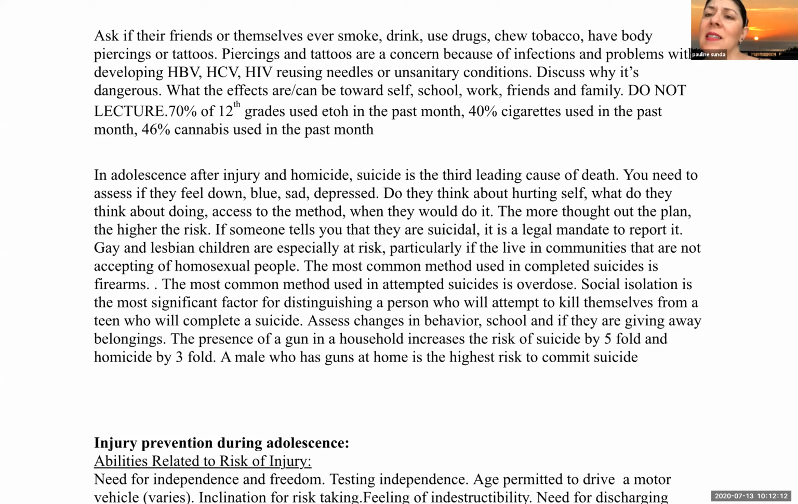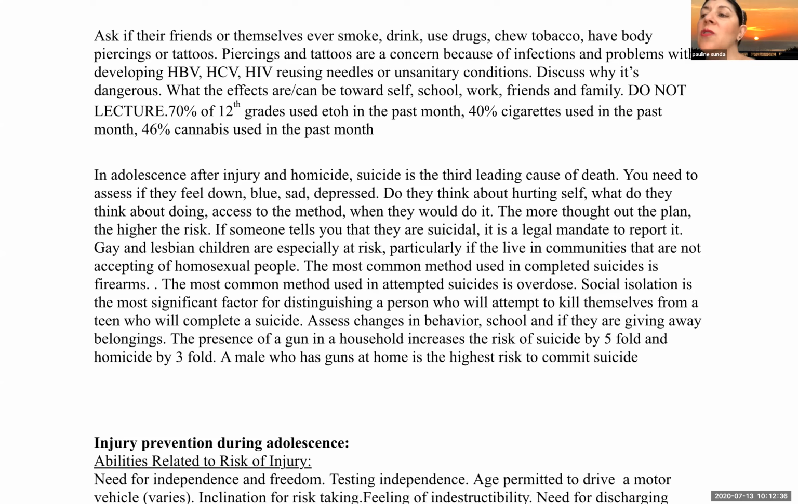In adolescence, after injury and homicide, suicide is the third leading cause of death. You need to assess: does the adolescent feel down, blue, sad, depressed? Do they think about hurting themselves? What do they think about doing? Do they have access to the method? When would they actually do it? Remember, the more thought out the plan, the higher the risk of suicide somebody has.